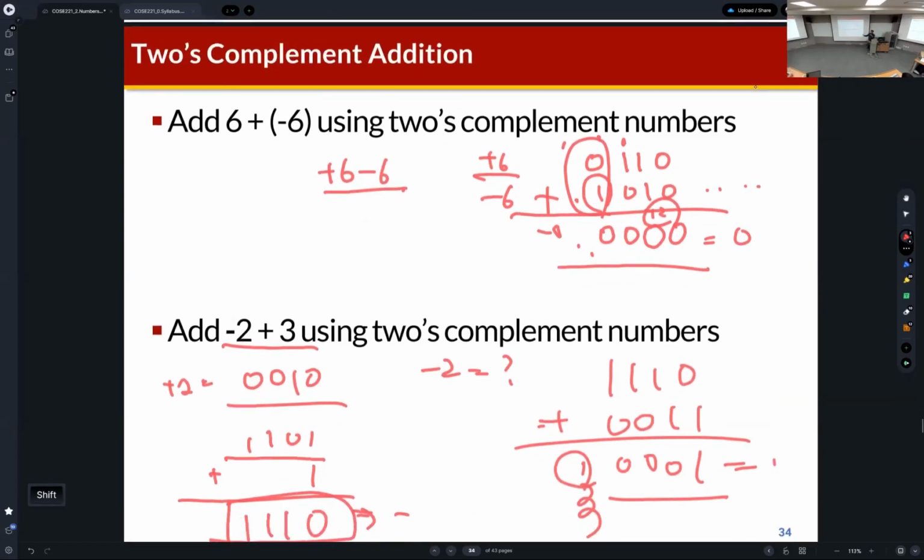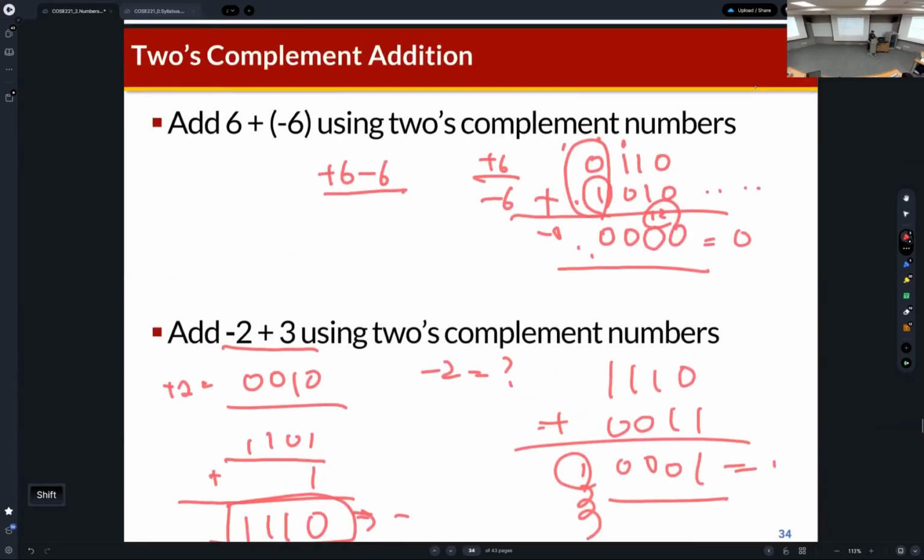By applying the normal adder, we can get the correct result using the two's complement number system. Just remember that we use the two's complement number system, not the sign and magnitude number system.